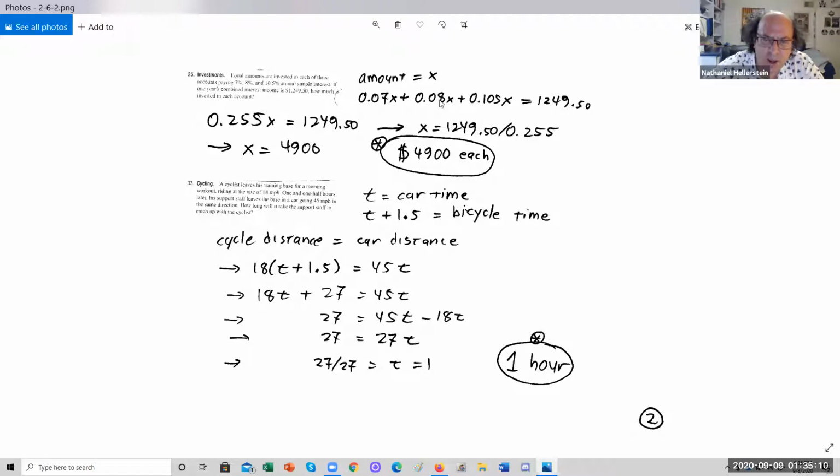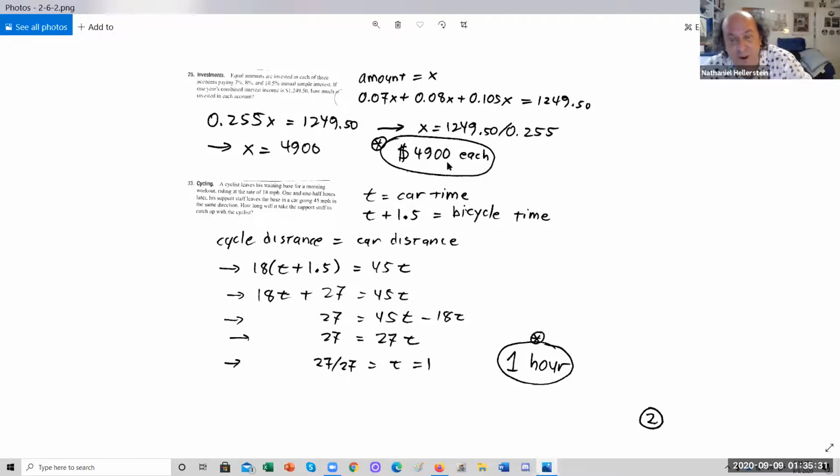If you combine like terms on the left, you get 0.255x, so that equals 1,249.5. Divide both sides by 0.255 and get x equals 1,249.5 divided by 0.255, which is 4,900. So the answer is 4,900 in each account.